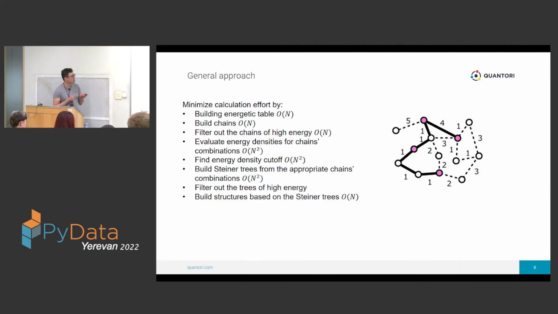But before we do that, we need to select the nodes of the tree, or trees, we are going to build. So we start from building an energetic table. Then we pick up chains, a set of sequences, I would say double-stranded sequences, right? And then we need to pick up such combinations of chains which produce basically the Steiner tree.